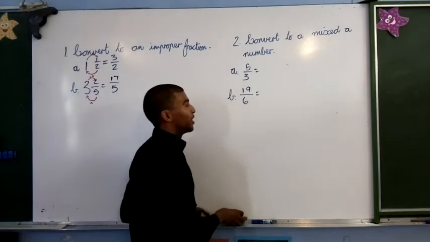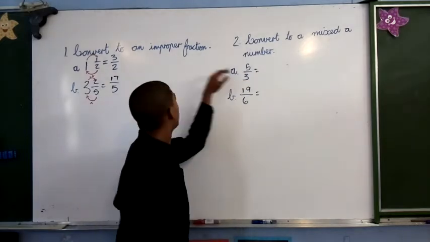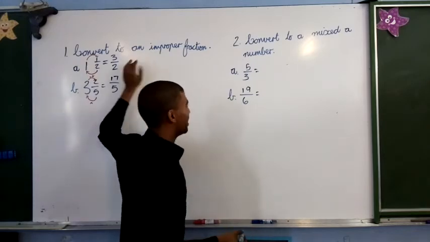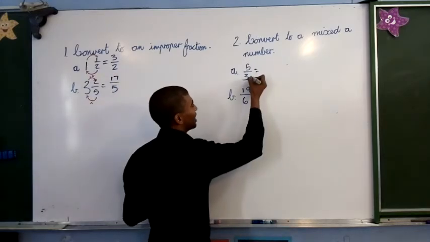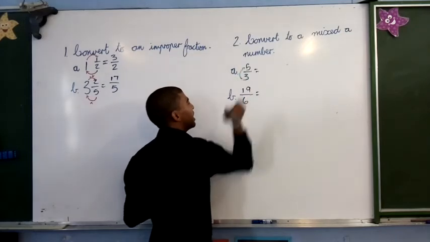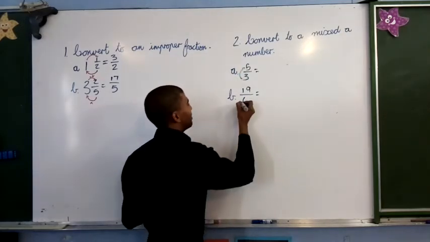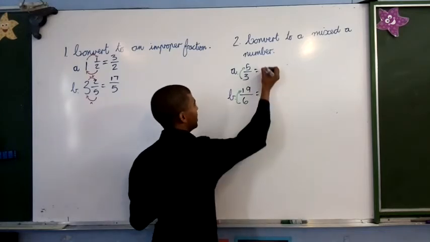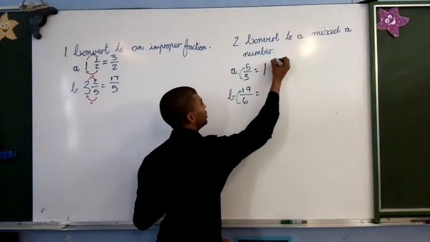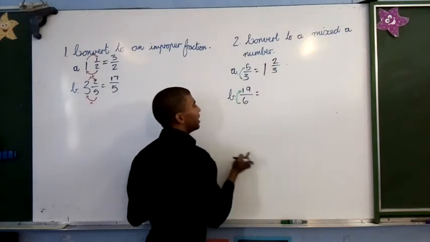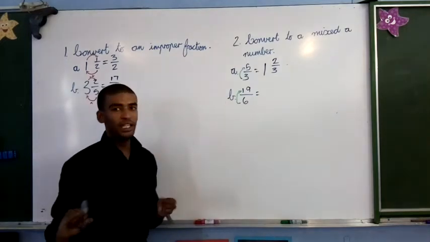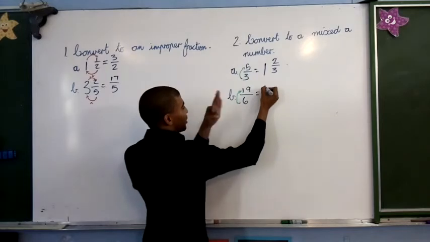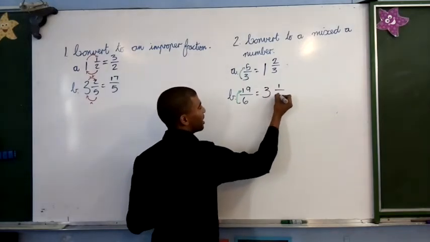However, if we look at this one over here, converting from an improper fraction into a mixed number, we need to ask ourselves, how many times does 3 go into 5? And how many times does 6 go into 19? So 3 goes into 5 once, with the remainder of 2 over 3. How many times does 6 go into 19? So we're counting 6s. 6, 12, 18. That is 3 times, with the remainder of 1 over 6.